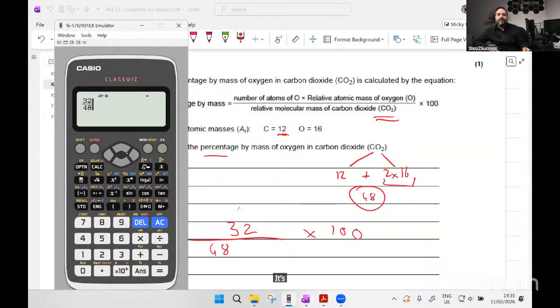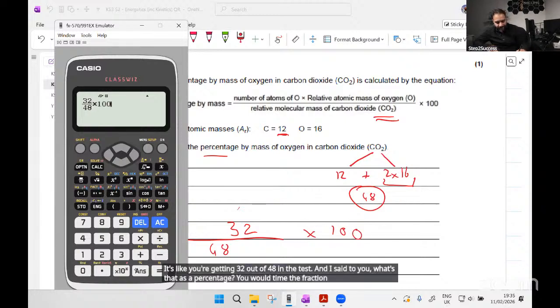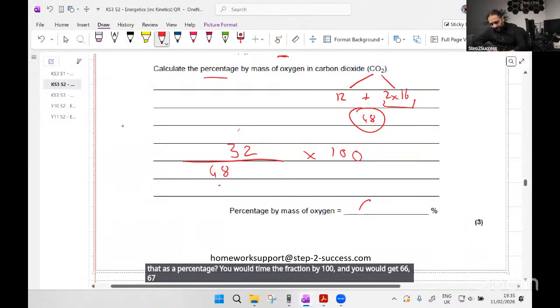It's like you getting 32 out of 48 in a test. And I said to you, what's that as a percentage? You would times the fraction by 100 and you would get 66.67%. 67 should be fine.